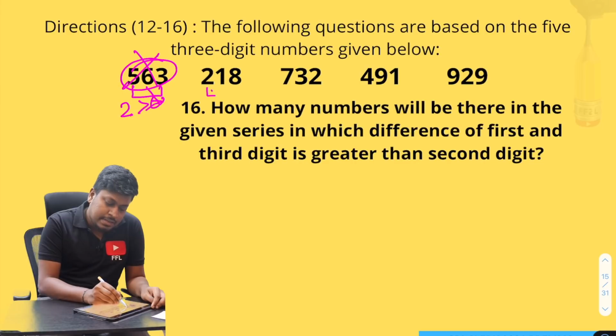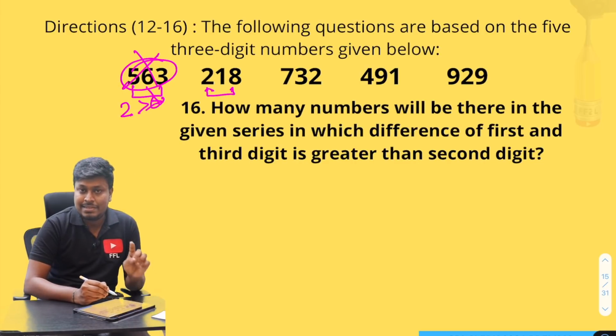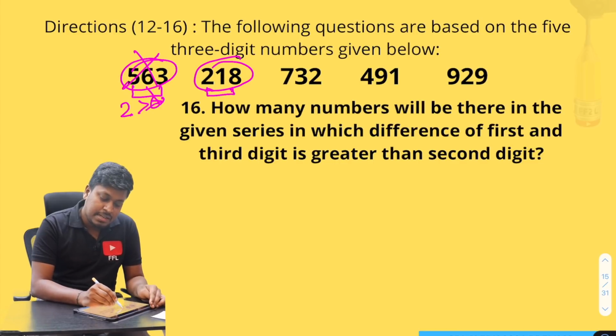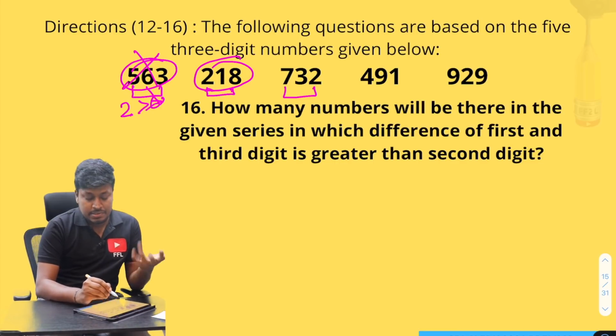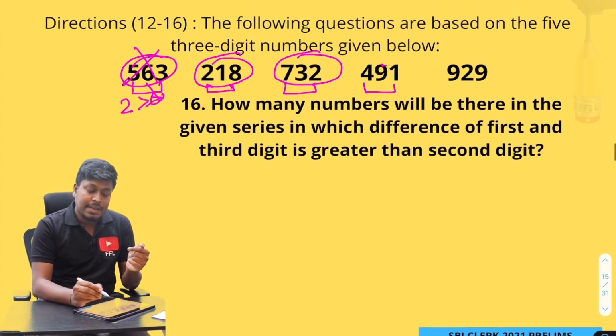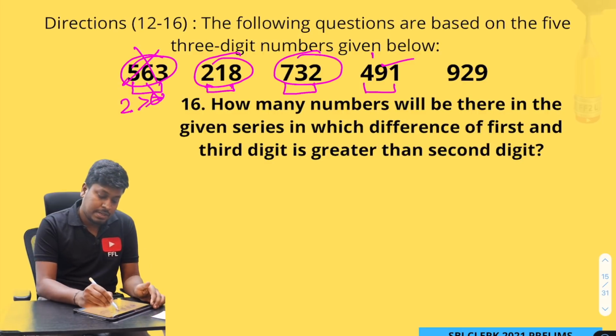So 8 and 2, the difference will be 6. So 6 is greater than 1. Yes, we can consider this. So similarly, 7 and 2, the difference is 5. So 5 is greater than 3. So we can consider this. 4 and 1, the difference will be 3. 3 is not greater than 9. 3 is less than 9. So we should not consider this.